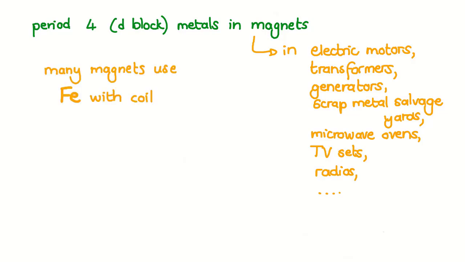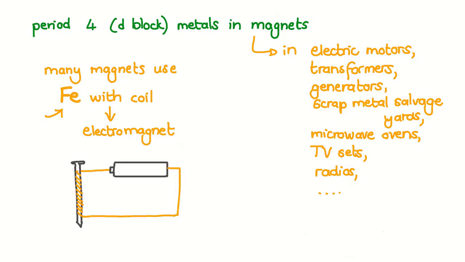Many magnets use iron in conjunction with a coil. When electricity flows through the coil, an electromagnet is produced. Iron is an integral part of this. Try and make your own electromagnet at home. You'll need an iron nail, copper wire, and a battery, which could be a zinc and manganese dioxide battery.